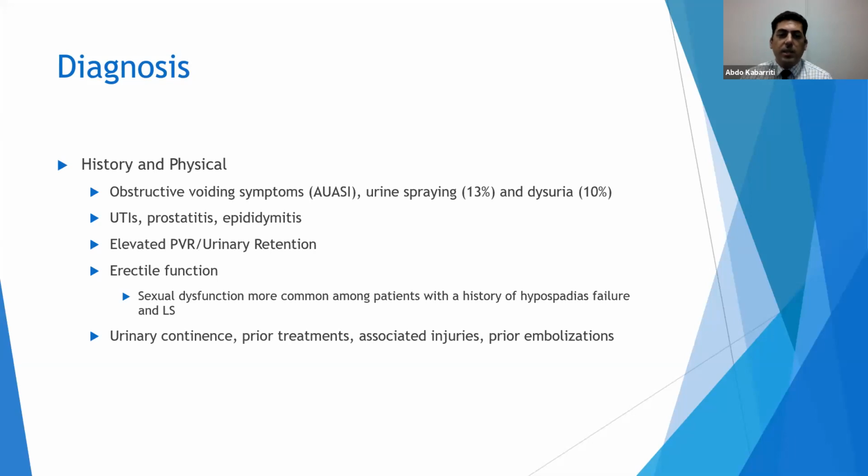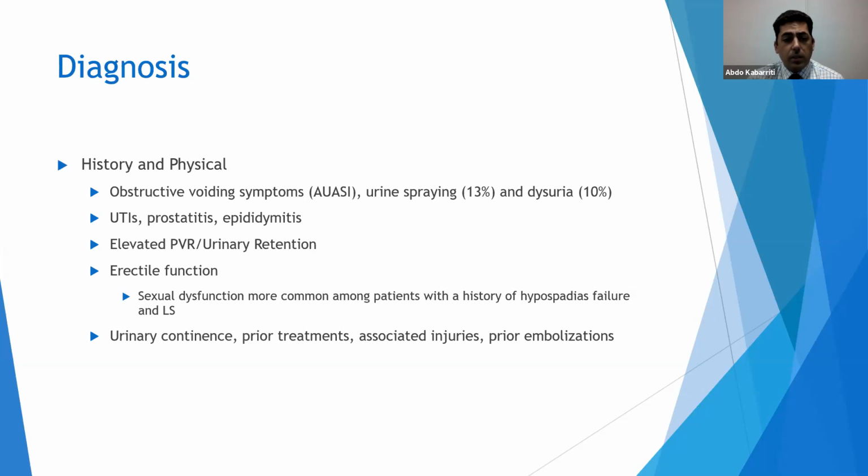Any other symptoms such as UTIs, prostatitis, epididymitis? We do a PVR to check if the patient has retention. This could tell you about the acuity of their stricture, especially if the patient is not able to urinate and is retaining a lot. Erectile function is crucial in the history. Sexual dysfunction is more common among patients with a history of hypospadias failure and lichen sclerosus, and erectile function could guide you in your operative planning in terms of what kind of repair you're going to do.